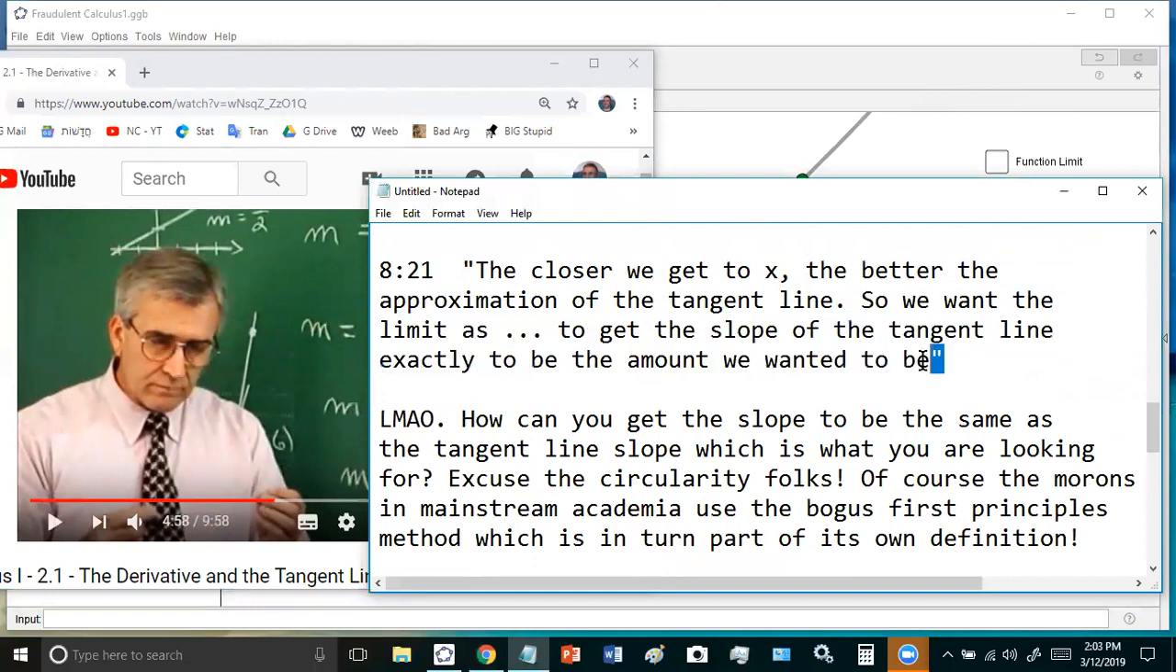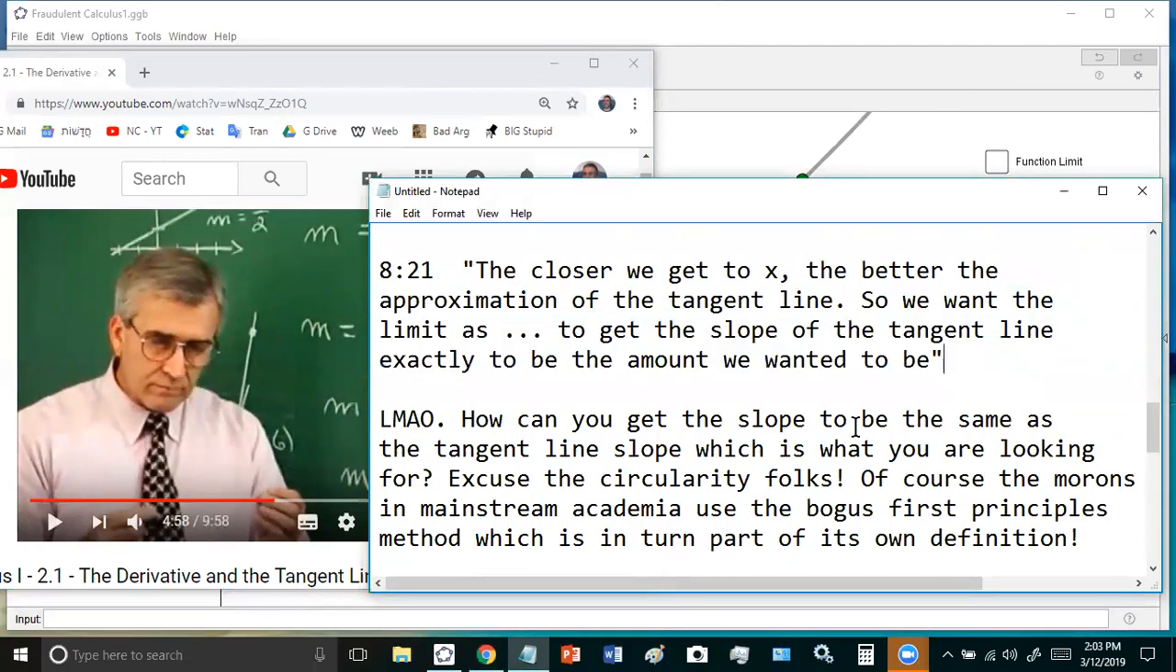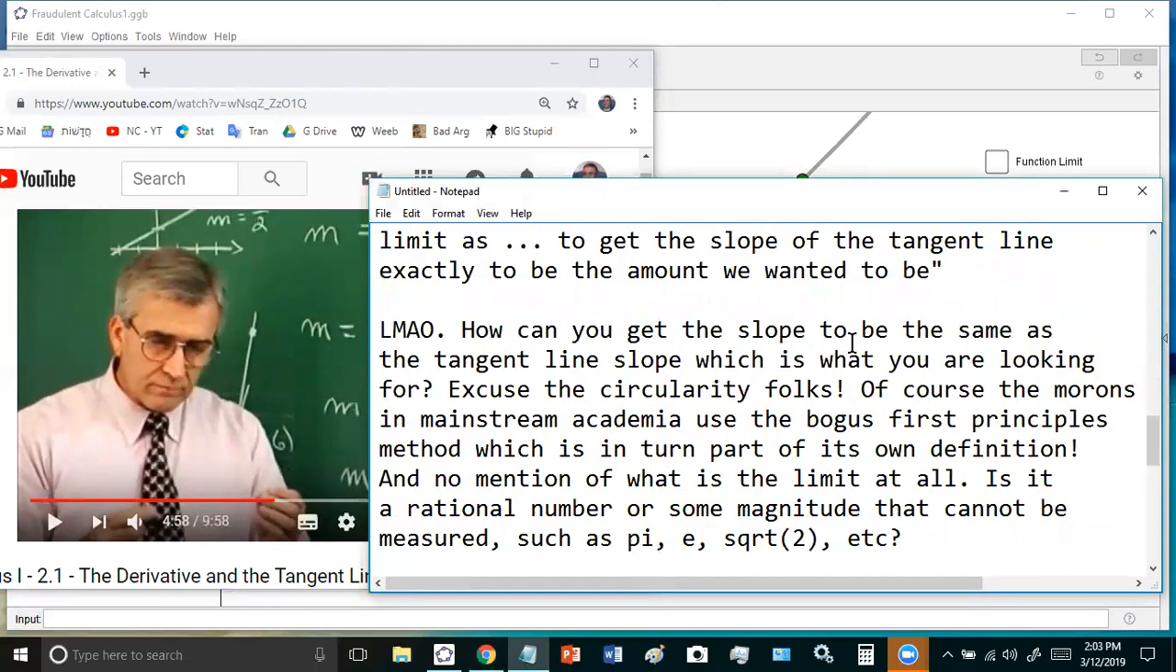Wow. So I didn't know that you can actually want things to be in mathematics, and that's how they ought to be. That's not how things are done in mathematics. It's not what we want, it's what the facts are. So I find that extremely funny. How can you get the slope to be the same as the tangent line slope, which is what you're looking for? Excuse the circularity, folks.